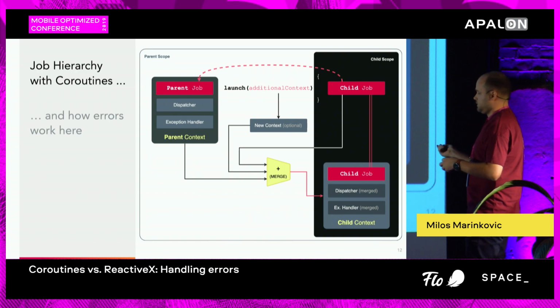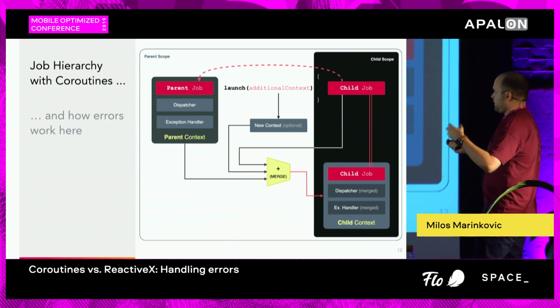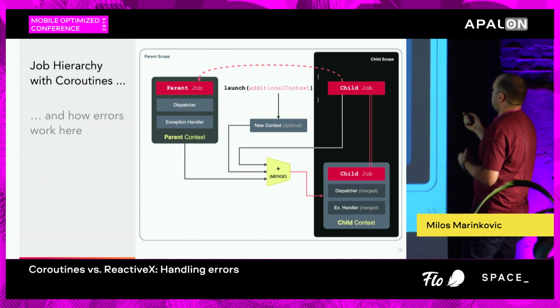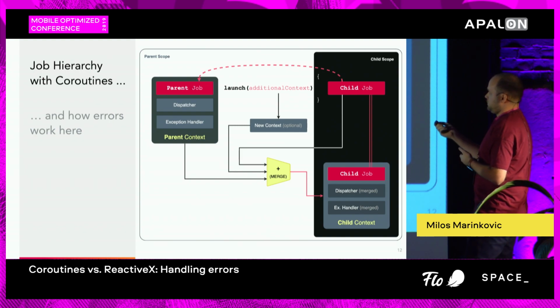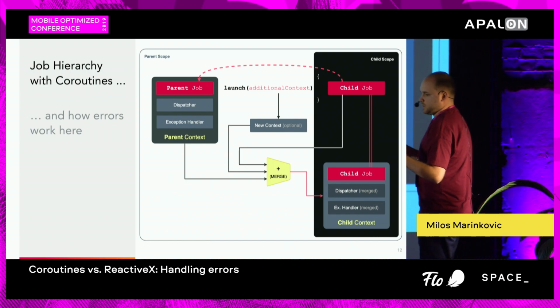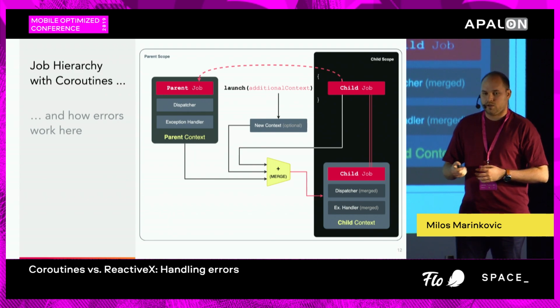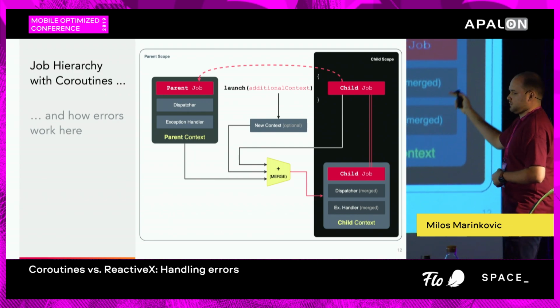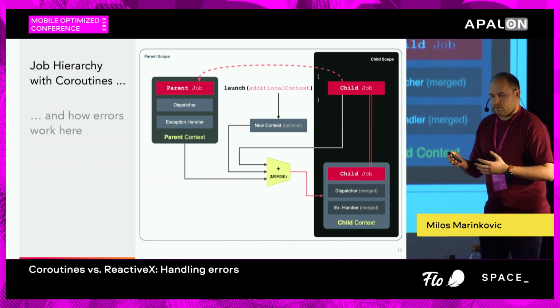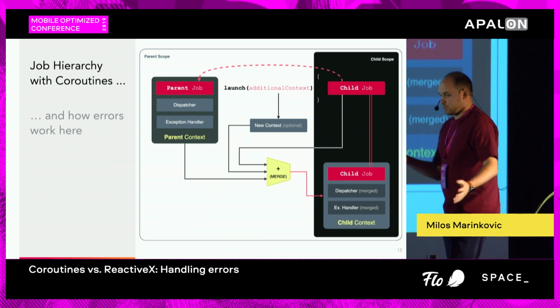So your child context is merged from your parent context and the new context. This new child context lives in the child scope, which is the dark one. And then your child job goes in these curly brackets. So when you say launch and open curly brackets without specifying context, you'll basically be using the parent context with some minor additional changes, but it doesn't impact too much. This is what I meant when I said that they model job hierarchy well. If you cancel the parent, your child gets canceled. If your child crashes, your parent gets canceled. There are cases where you can work around this, but that's the default behavior. And we didn't have this before.